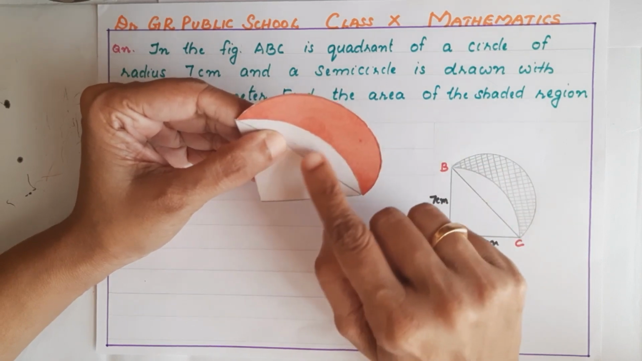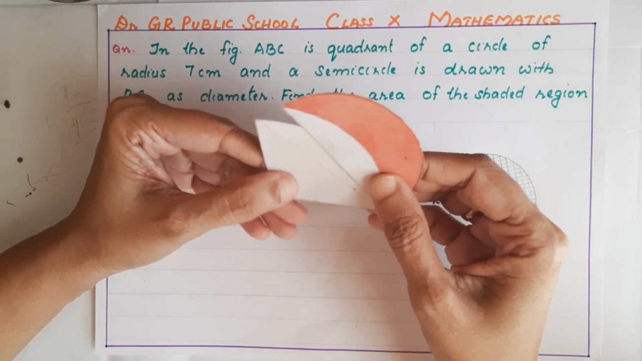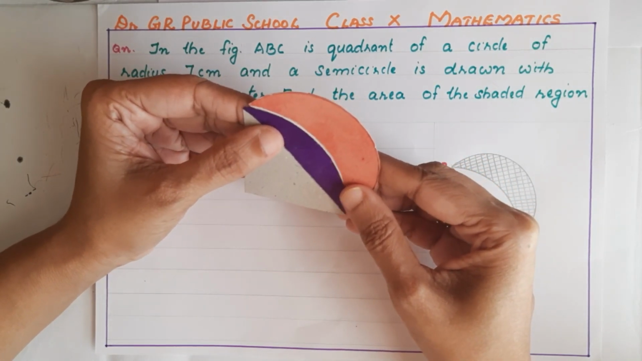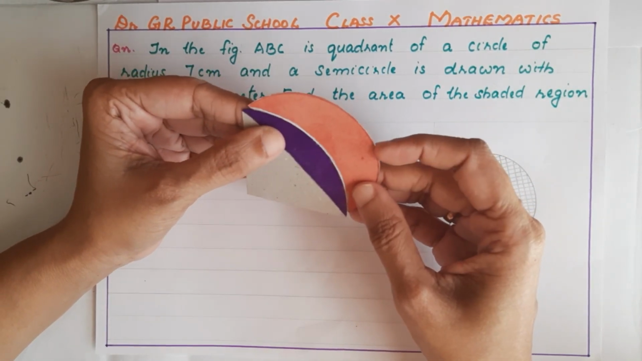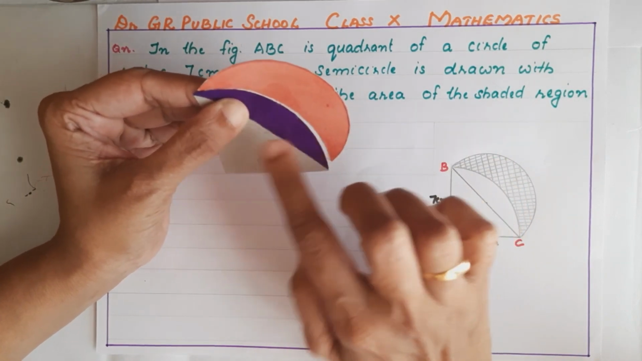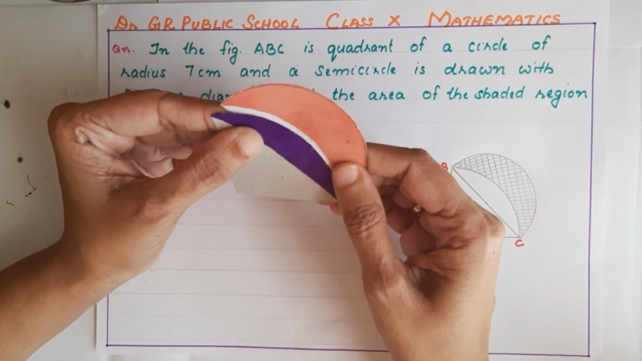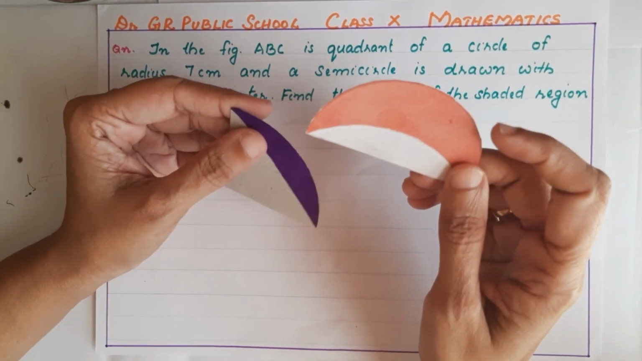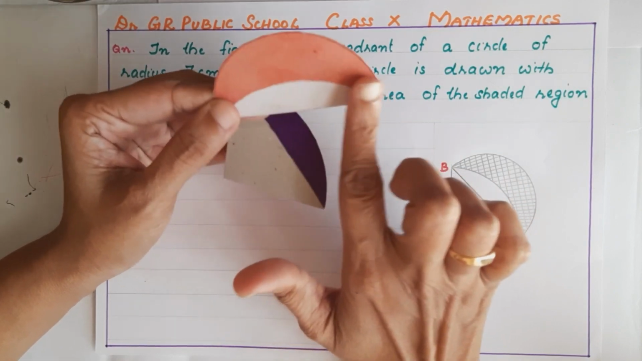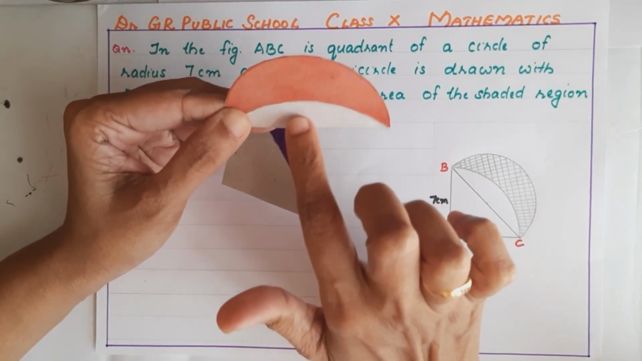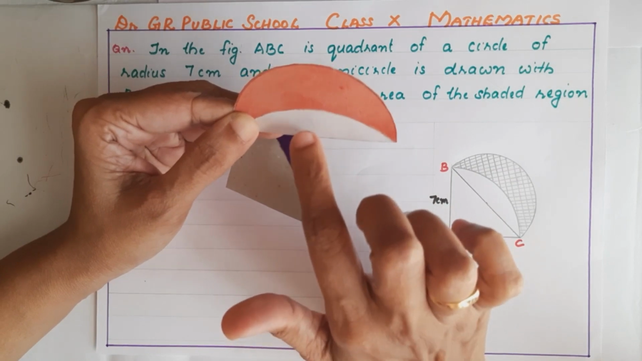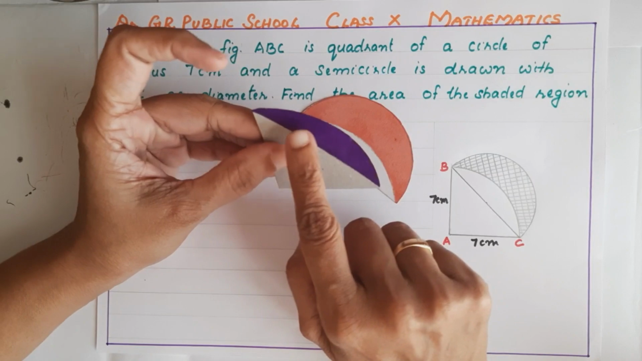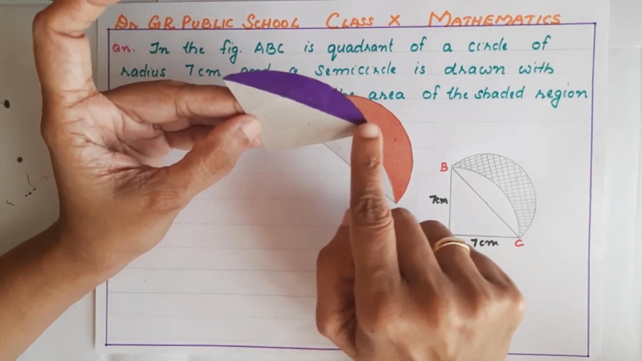So, this white portion is coming as the segment of this quadrant, isn't it? See, actually this white portion is coming as the segment of this quadrant. So, what we have to do to get the shaded portion? Area of shaded portion is area of this semicircle minus area of this white portion. So, what is this white portion? This white portion is actually the segment of this quadrant.